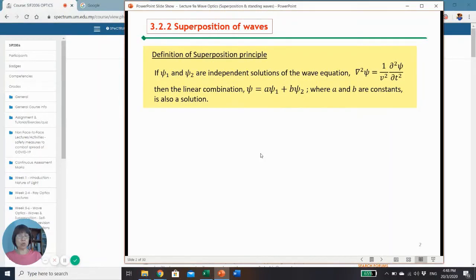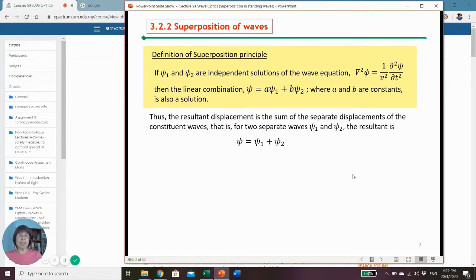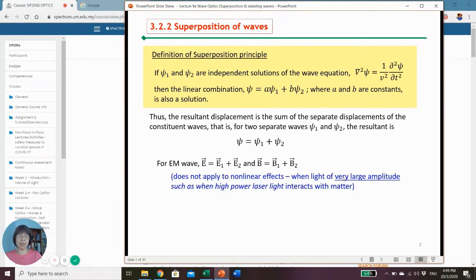We will look into superposition of waves. The superposition principle states that if you have two solutions to the wave equation, which is this one here that relates the second derivative with respect to space of a disturbance to the second derivative with respect to time of the disturbance, then the linear combination of both of them would also be a solution to this wave equation. And the resultant displacement will be just a simple sum of the two constituent waves.